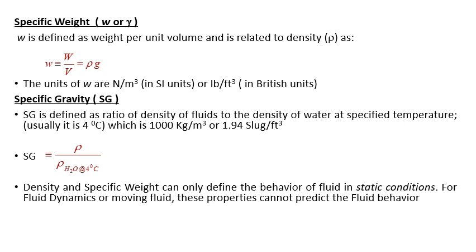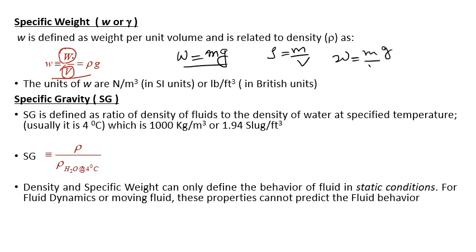Now we will discuss specific weight. Specific weight is defined as the weight per unit volume and is related to density by this formula, which is weight, represented by W, over the volume. And we know that weight is basically mass into gravity, W equals m g, and we also know that density is equal to mass per unit volume. So when we put the W value over here, our specific weight becomes m g over V, where m over V is density, so specific weight becomes density into gravity. So the units for specific weight are Newton per meter cubed, because Newton is the unit of weight and meter cubed is the unit of volume.